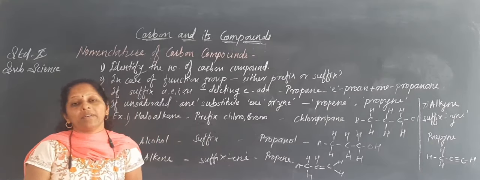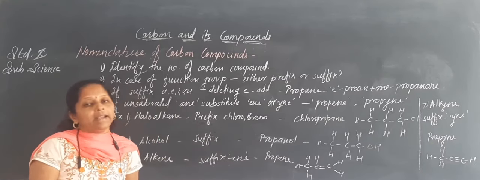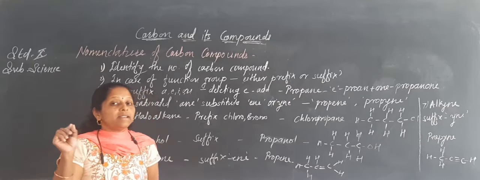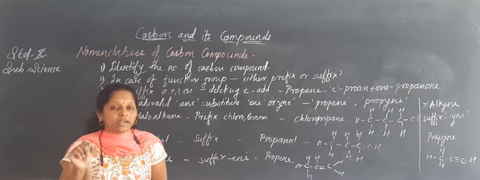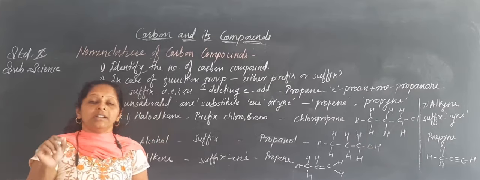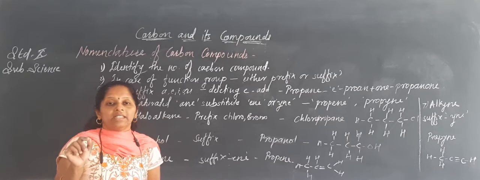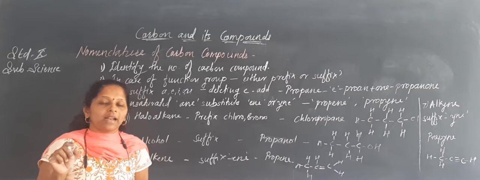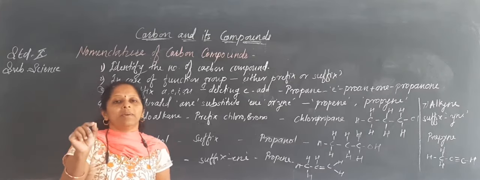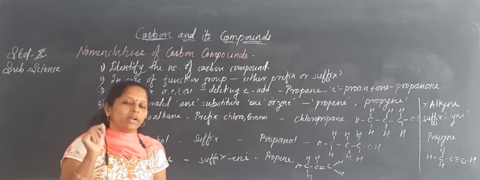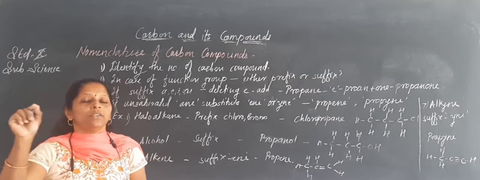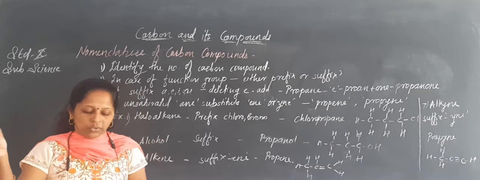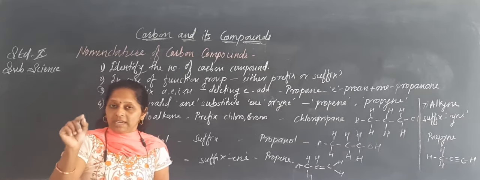Next we saw about the alkane, alkene and alkyne. As I told, the formula for the alkane is CnH2n+2. Next, alkene is CnH2n, and alkyne is CnH2n-2. This is the formula for the alkane, alkene and alkyne. Here n is the number of carbon atoms. If you write 1 carbon, then in 2n+2 you should also use 1. It is for the alkane.